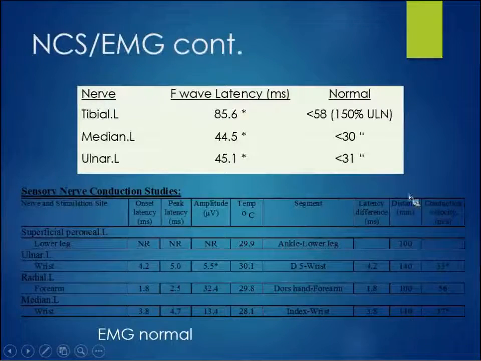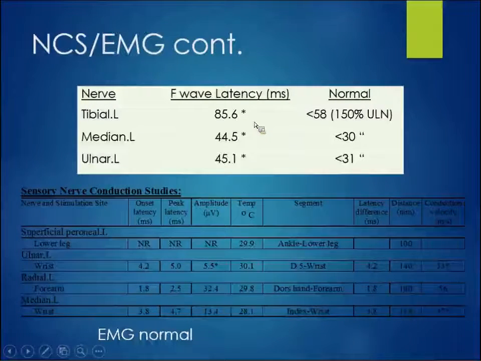His F-wave studies, this is a late response, so we stimulate distally, look at the distal response, but also wait for the signal to go back to the spinal cord through another interneuron and then back down to the muscle. So it allows us to study a longer length of nerve. And in these cases, it's very useful for demyelinating neuropathies such as Guillain-Barré or CIDP. And in his situation, his tibial minimum F-wave latency was close to 86, which is significantly abnormal.